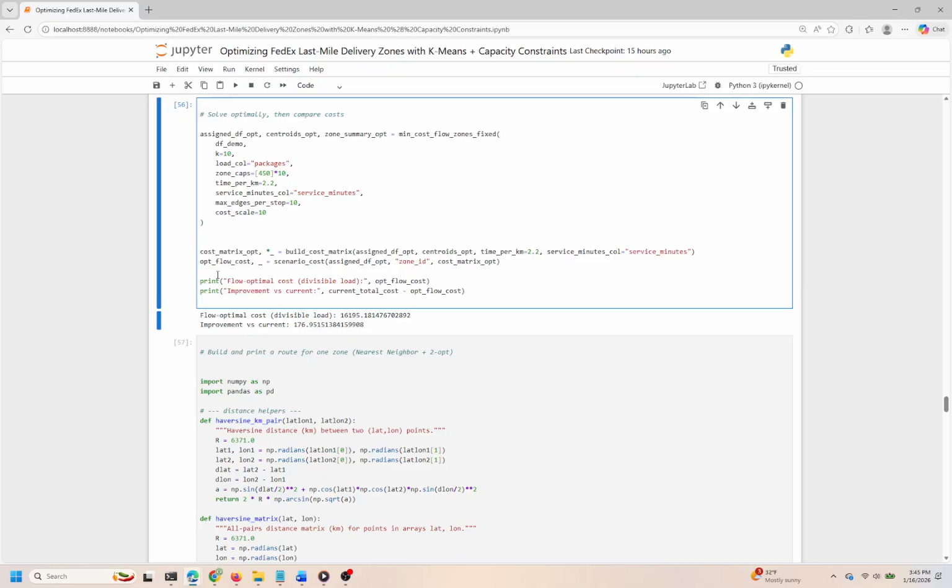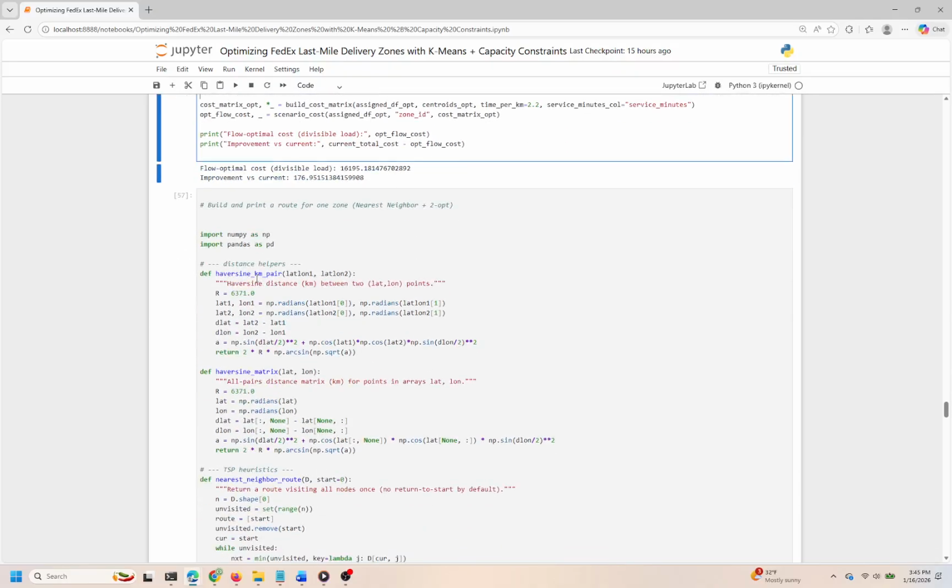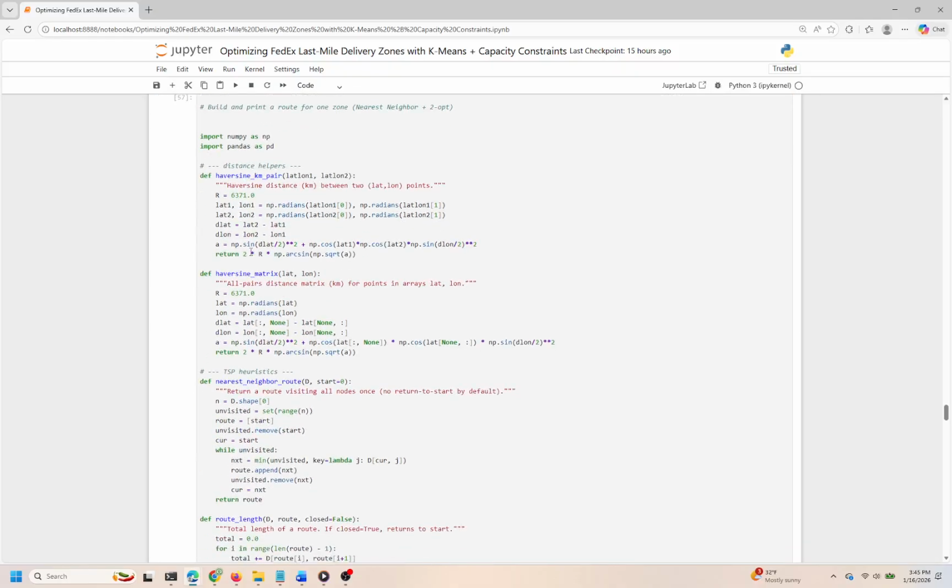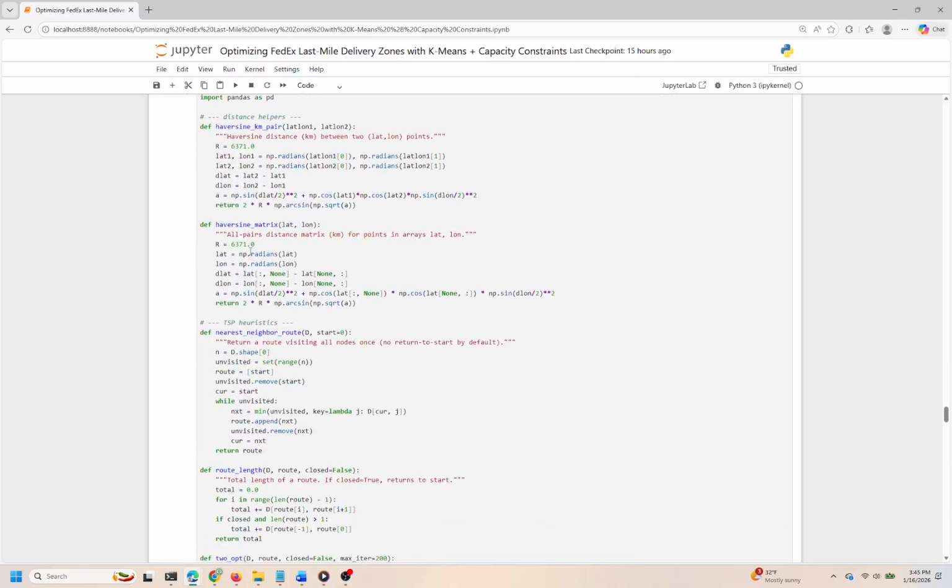Cell 11. In this code cell, we're tackling a complex optimization problem involving the assignment of delivery stops to geographical zones. The goal is to distribute packages efficiently, minimizing the associated costs based on travel distances and service times. Key to this process is the use of the k-means clustering algorithm to determine the initial zone centroids.